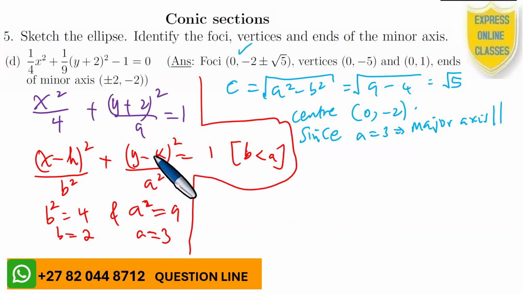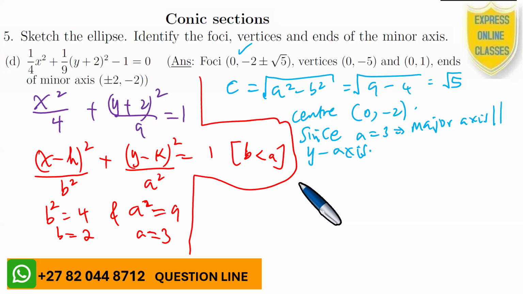It's parallel to the, because it's below y, then it's parallel to the y-axis. It's parallel to the y-axis.